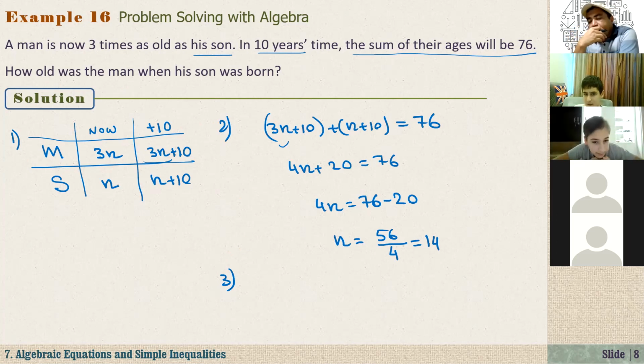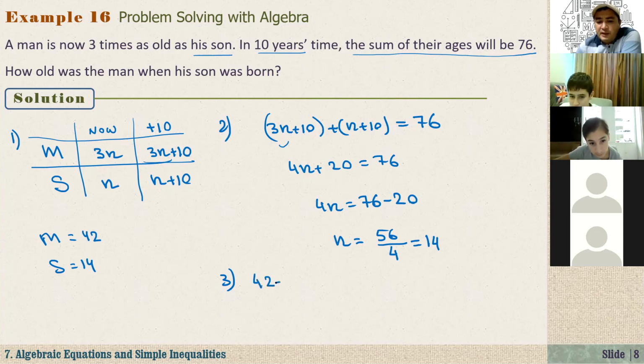Okay, so his son, we got his age to be 14, right? Yes, so now the son is 14. So what is the man's age here? Then he is 42 years old. 42 minus 14, that's equal to 28. How old was the man when his son was born, right?